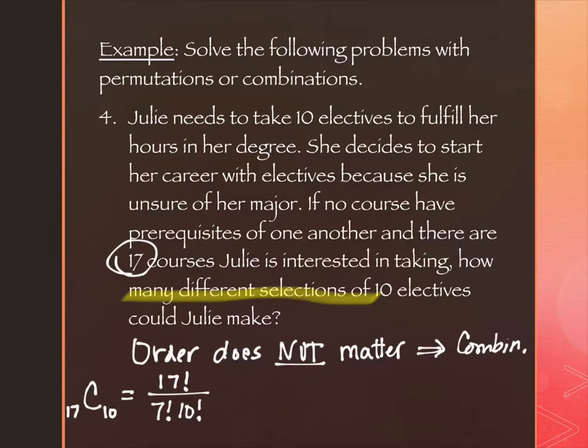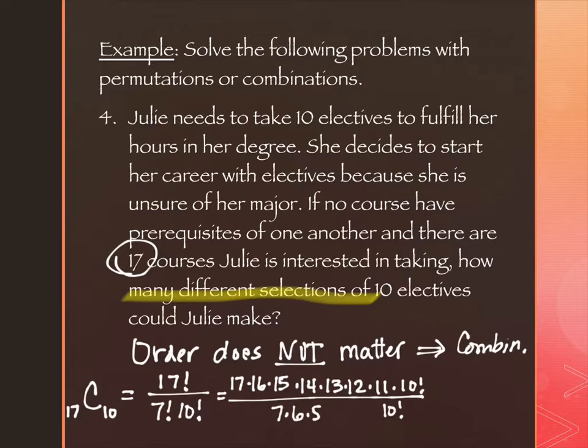All right, so we have 17 factorial on top, 7 and 10 factorials on bottom. We can actually choose to write the 17 out to the 7 or the 10. I usually write it out to the biggest one because I can stop faster. So I'm going to write mine out to 10. So we have 17, 16, 15, 14, 13, 12, 11, and 10 factorial. So the 10 factorial will match. And then we have 7, 6, 5, 4, 3, 2, and 1.